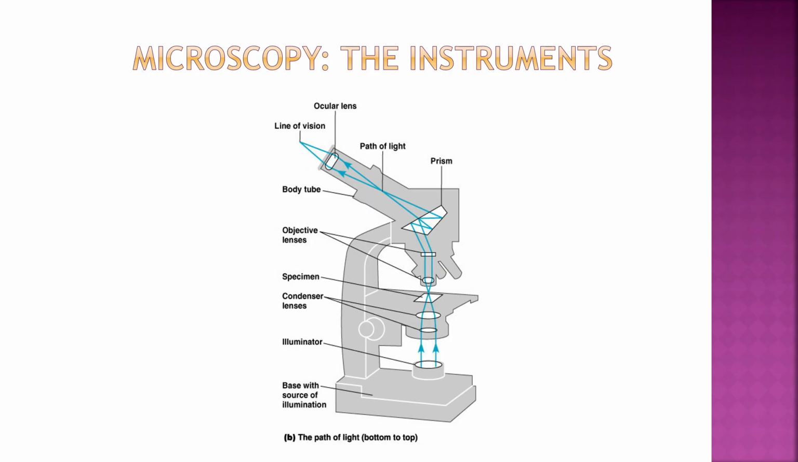So obviously the light comes from down at the base, and it's going to go up into the condenser. And the condenser is going to condense it through the aperture. There's a little hole in the stage, and the light's going to come right through that, and then it's going to go up into the objective lenses and through all the prisms, and then ultimately the pathway of light is going to travel to the oculars where you're able to see it.